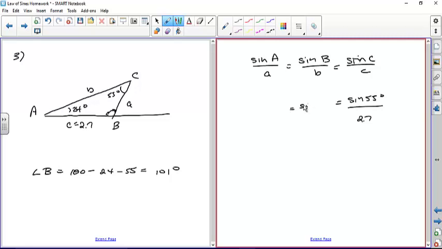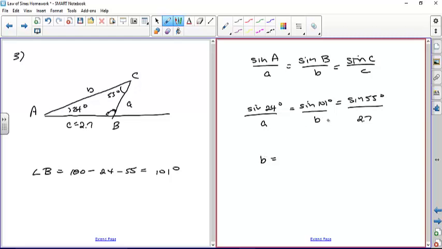And here we have the sine of angle B, which is 101 degrees, divided by the length of side B, and the sine of 24 degrees divided by the length of side A. So we can solve for both A and B. Solve B by setting these equal to each other, and then find A by setting those two equal to each other. So if we take these two and solve for B, B will go to the numerator.